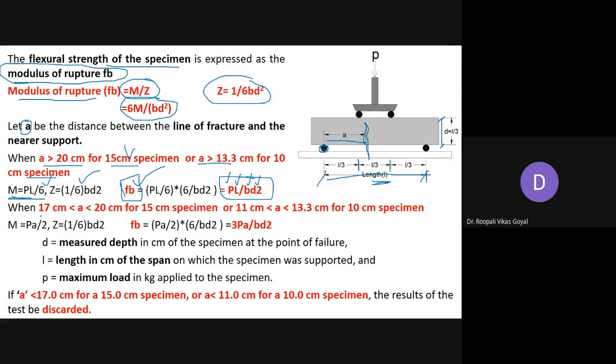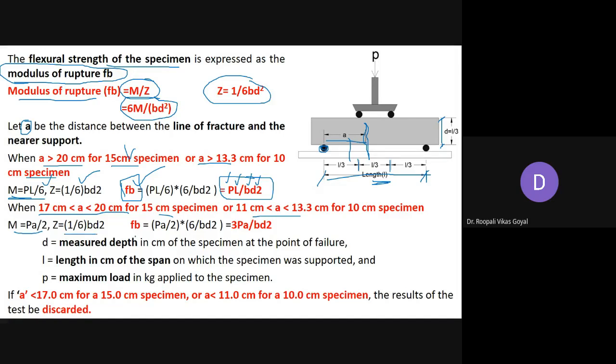But if your A distance वो 20 से कम है, मतलब ये L by 3 के इस तरफ आ रहा है, इधर कहीं क्रैक आ रहा है, ठीक है, so that is, but it is between 17 to 20 centimeter. It is less than 20, but 17 से 20 के बीच में है for 15 centimeter specimen, और 11 से 13.3 के बीच में है for the 10 centimeter specimen. This cannot be taken as L by 3. L by 3 नहीं ले सकते, आपको exactly A value लेना पड़ेगा, ठीक है. So moment would be P by 2 into A. So that is PA by 2. And Z would be 1/6 bd square.